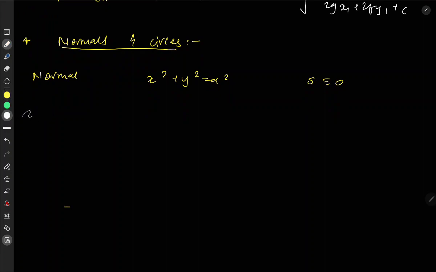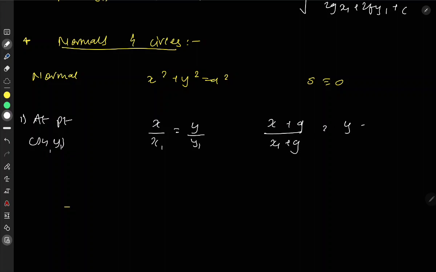Let us discuss first at point x1, y1. The equation goes as x by x1 equals y by y1. For the general equation, it is (x plus g) by (x1 plus g) equals (y plus f) upon (y1 plus f).